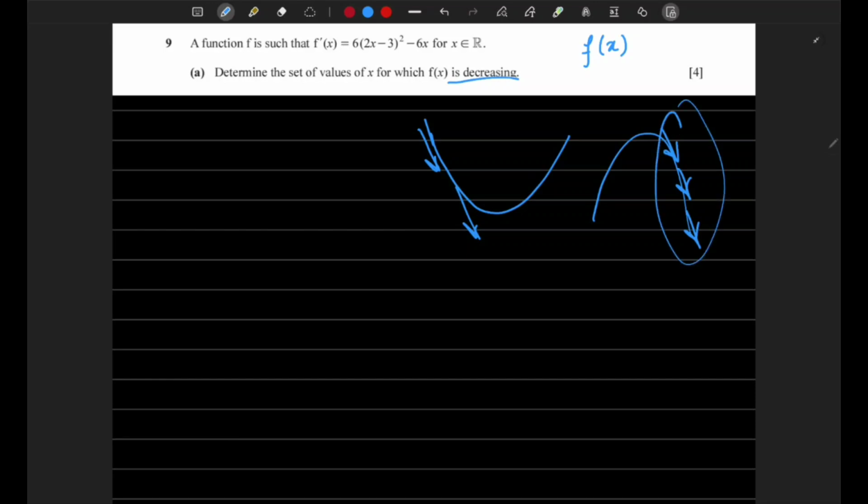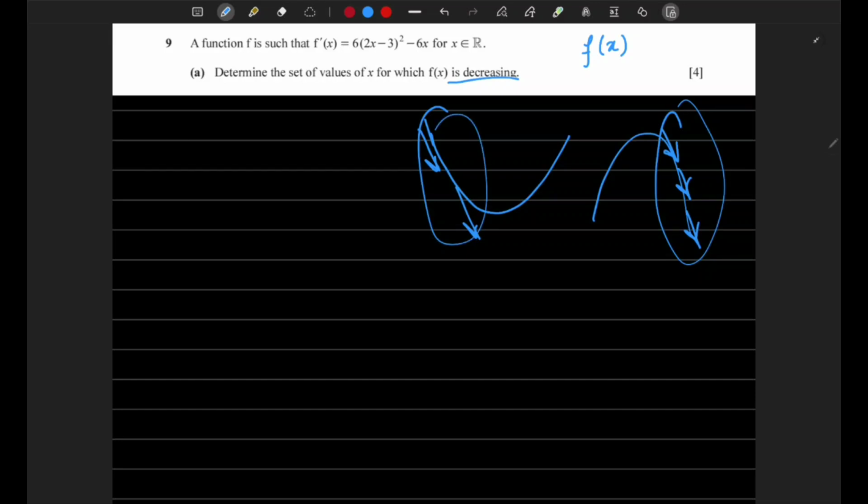Okay, as the function is not given, we are not sure what kind of curve it would be, but let's assume that it is a quadratic curve. So, the set of values of x for which f of x is decreasing. Whenever the curve is going downwards like this in this part, the function is decreasing, and in this part the function is decreasing.